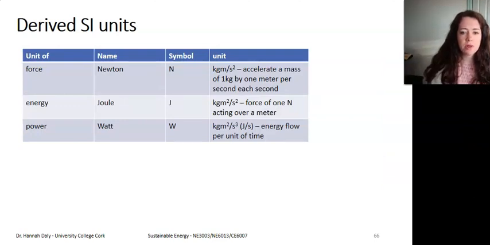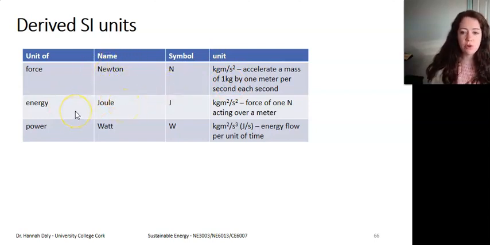So the most important derived SI units, so in science we derive most units from these SI units, and these are the important units for energy. So force is the acceleration of a mass of 1 kilogram by 1 meter per second each second. So that's a kilogram meter per second squared, and that's called a Newton, and the symbol is N.